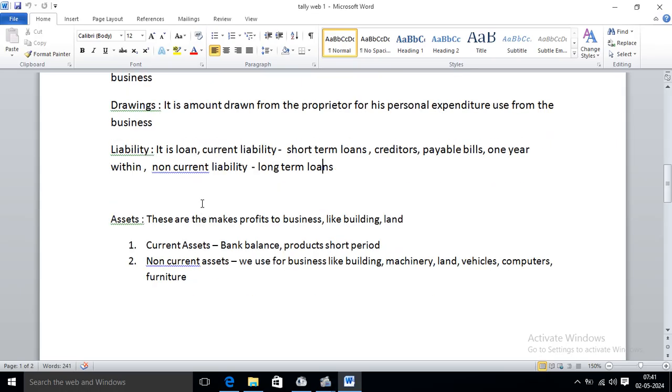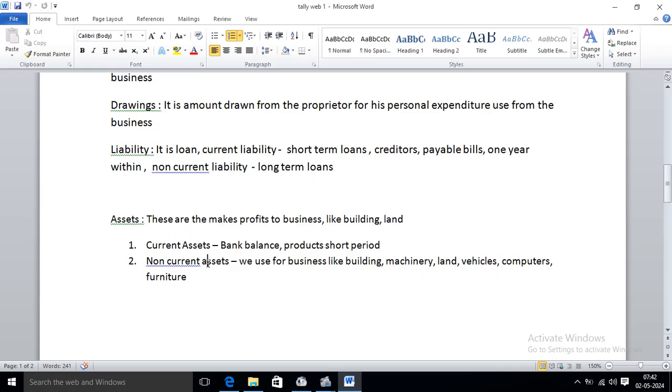Next, there are two types of assets. One is current asset and another one is non-current asset. First one is current asset, which means the amount is going to turn immediately into cash within a short period, that is called current assets. Bank balance, products that can be sold within a short period, that is called current assets.